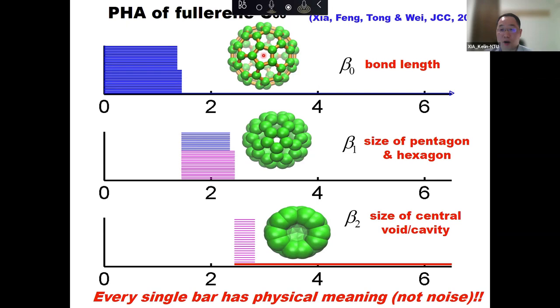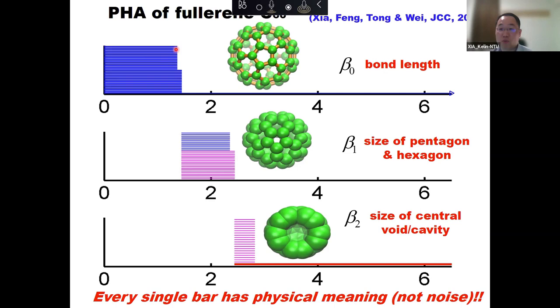These are some of the bonds. So if you check the Betti zero bars and count the number, there are exactly 60 bars representing 60 atoms. And then these bars are classified into two types. One is this short bar of about 1.3 angstrom. An angstrom is about 10 to the negative 10 meters, so it's 0.1 nanometers.